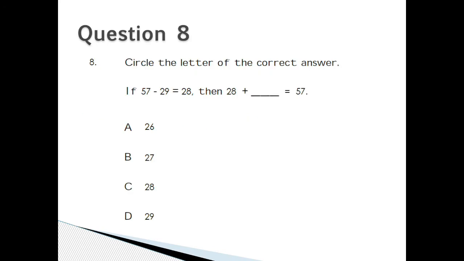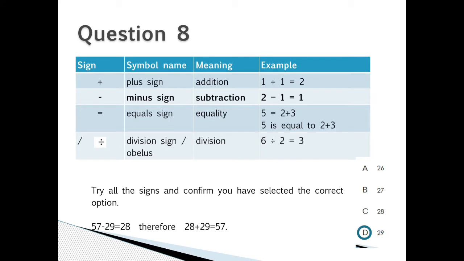Circle the letter of the correct answer. If 57 minus 29 is equal to 28, then 28 plus what is equal to 57? Your options are A, 26, B, 27, C, 28, and D, 29. The first one is a plus sign, which means addition, and an example is 1 plus 1 is equal to 2. The second is a minus sign, which means subtraction, so 2 take away or minus 1 is equal to 1. The third one is an equal to sign, which means equality, which means everything on the one side of the equal to sign must equal to what's on the other side of the equal to sign.